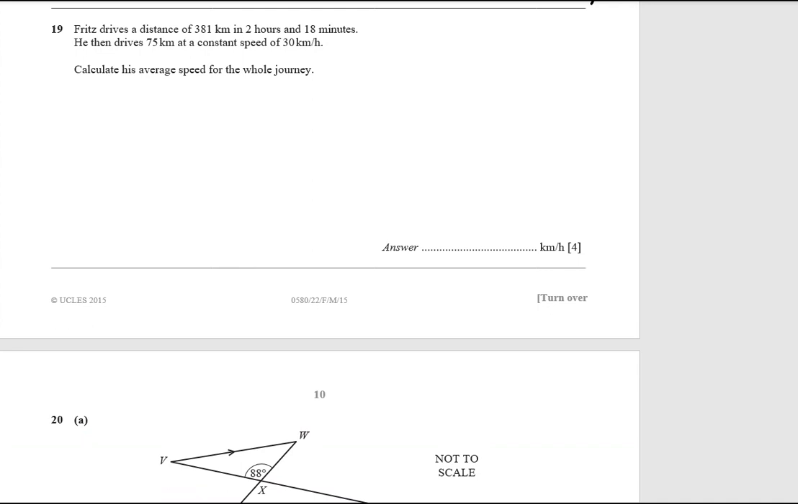Fritz drives a distance of 381 kilometers. So he drives 381 kilometers in 2 hours and 18 minutes. He then drives 75 kilometers at a constant speed, 30 kilometers per hour. Calculate the average speed. You want the average speed of the whole journey in kilometers per hour.